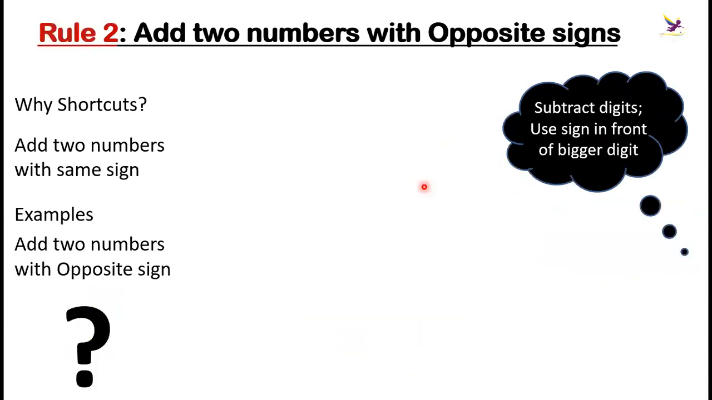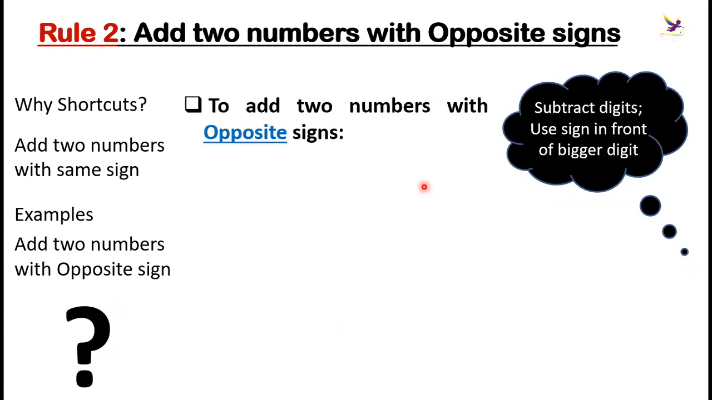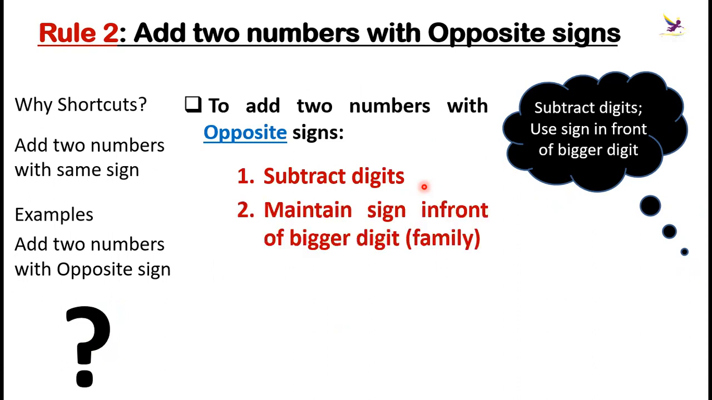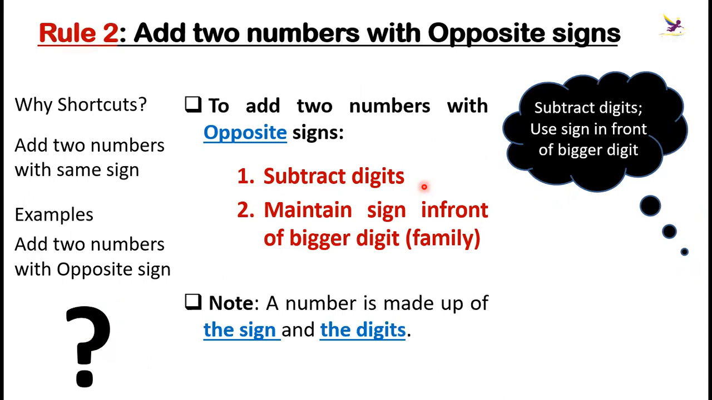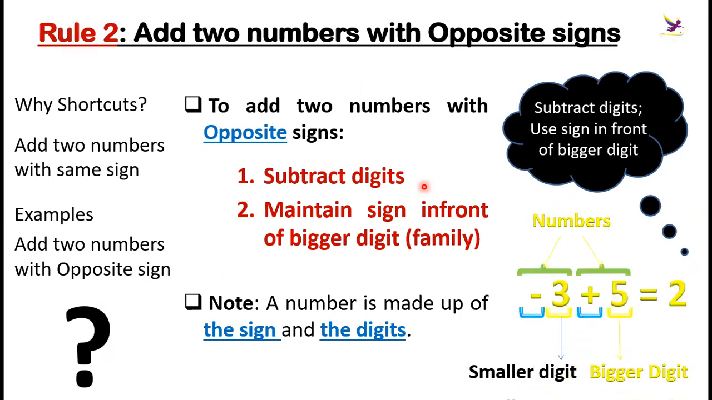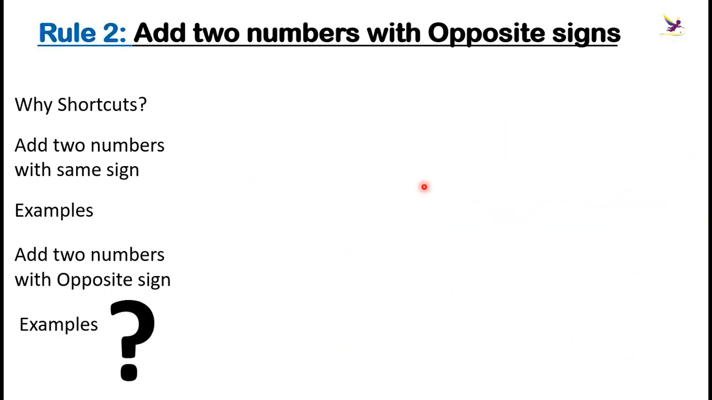Now, what if for the two numbers, the signs are not the same? What about two numbers that have opposite signs? So to add two numbers with opposite signs, this is what we are going to do. We will subtract the digits, start by subtracting the digits, and then you maintain the sign in front of the bigger digits. The number that looks as if it's bigger. Okay, so a number is made up of the sign and the digits, as we explained earlier. So you can see that that's what the sign is, that's what the digit is.